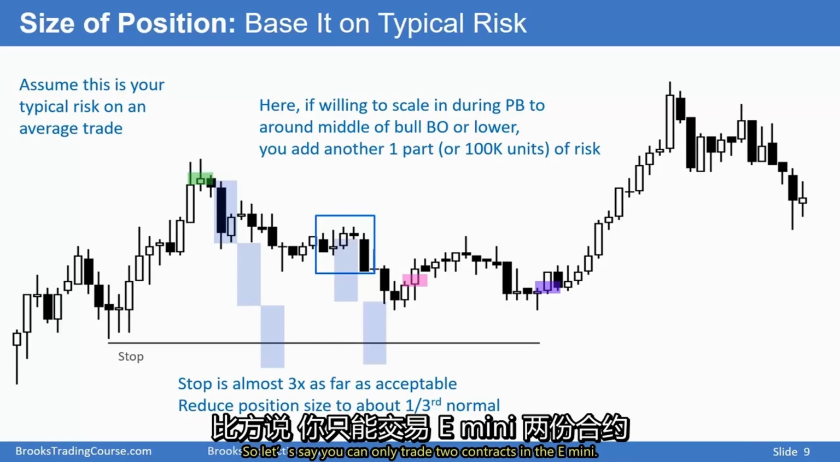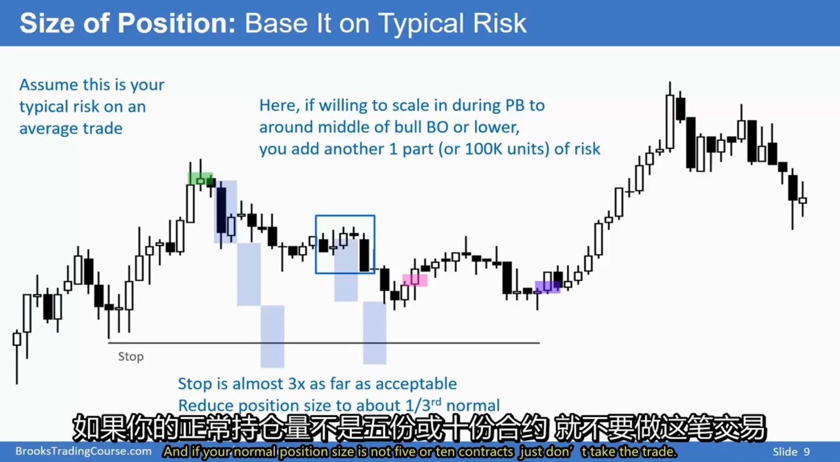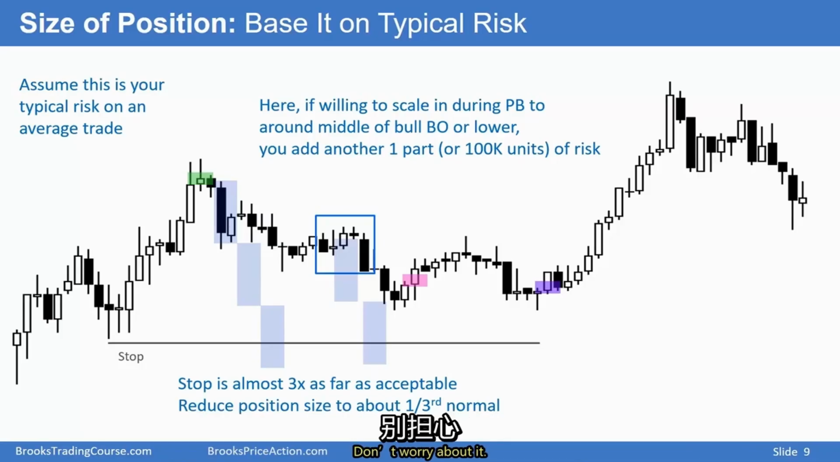So let's say you can only trade 2 contracts in the E-mini. You can only take this trade if your normal position size is 5 or 10 contracts. And if your normal position size is not 5 or 10 contracts, just don't take the trade. Don't worry about it. There'll be other trades.